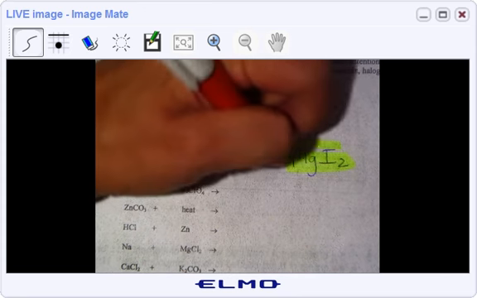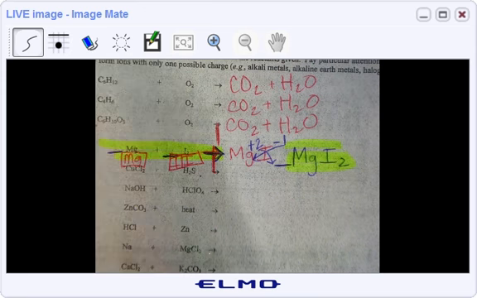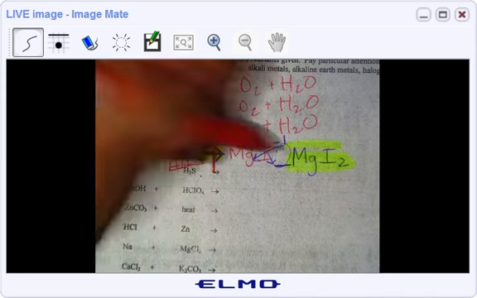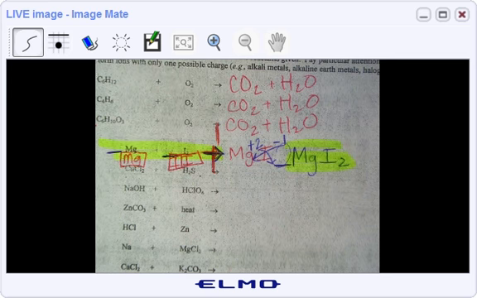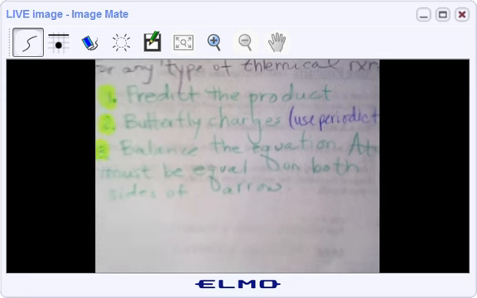Sometimes you'll have to add your own line if it's not provided for you. And that line is used for what? What type of number do we add there? A coefficient or a subscript? Okay, we would add coefficients. Coefficients are the big numbers. Those are the 3 rules for predicting products.